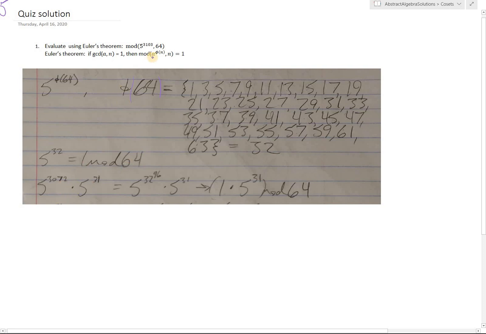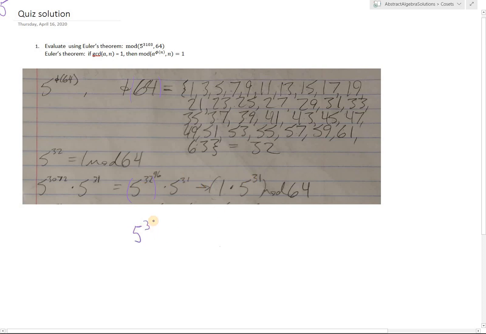So what we want to do is write this 3103 in terms of 32. If you divide 3103 by 32, you can use your hand calculator for that. You get that 32 goes into 3103 3,072 times, but there's 31 left over. Now, this is a multiple of 32, so 5 to the 3072 is equal to 5 to the 32 to the 96 power, but this is congruent to 1. So this is congruent to 5 to the 31, okay?